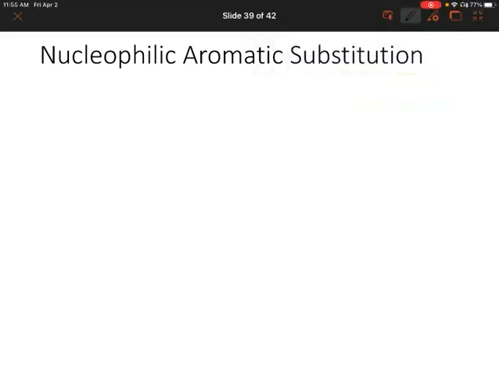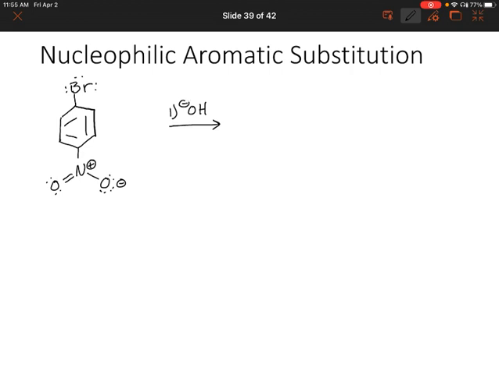All right, so let's look at an example of nucleophilic aromatic substitution. So here we have our starting material, and we're going to react this with a nucleophile. In this case, the hydroxide ion, and we'll follow that up with some dilute acid. And then what ends up happening is the leaving group bromine is replaced with that hydroxide ion.